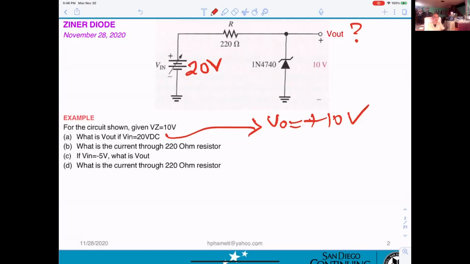So, number 2, what is the current through the 120 ohm? So basically, 45 milliamp? Yeah, I haven't calculated, I don't know, but I can give it to you. I equals, I agree with that, Catherine, 20 minus 10 divided by 220.